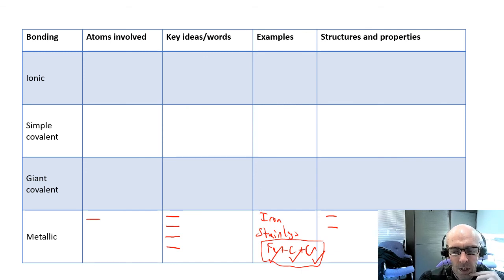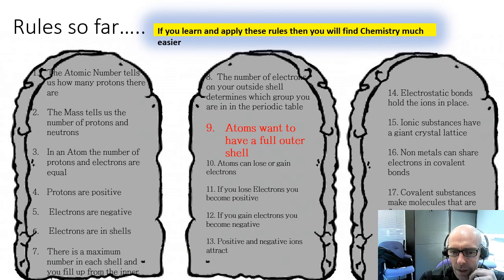Okay, next topic we move on to is quantitative chemistry. If you know all these rules now, and you've learned that and you understand the structures and bonding, the rest of chemistry now becomes a lot more straightforward. So make sure those are secure.